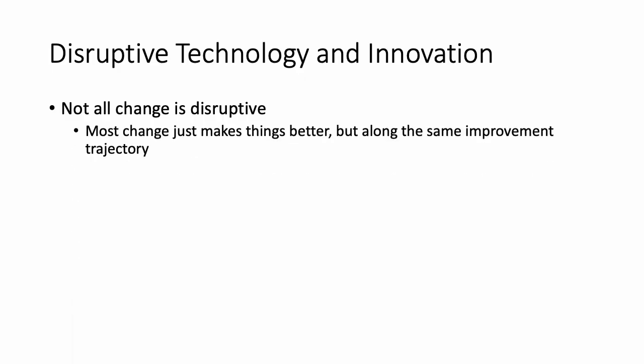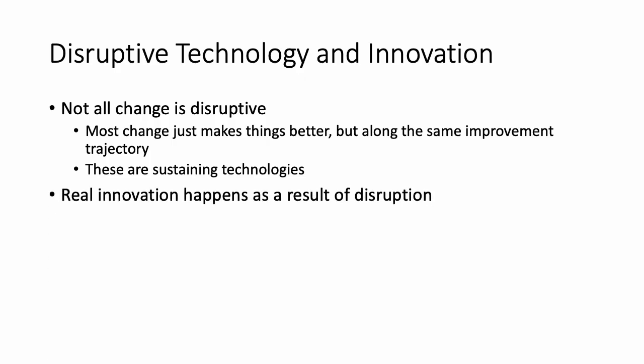Most change that you find makes things better. This is what engineers do every day. They look at their products and they think of ways that they can make them cheaper, faster, lighter, whatever better actually is. They want to improve them. But it's along the same improvement trajectory. So these are sustaining technologies. Please understand, almost every technology that you can think of is going to be on a sustaining technology trajectory, not a disruptive one. Disruption is rare and it's hard to find.